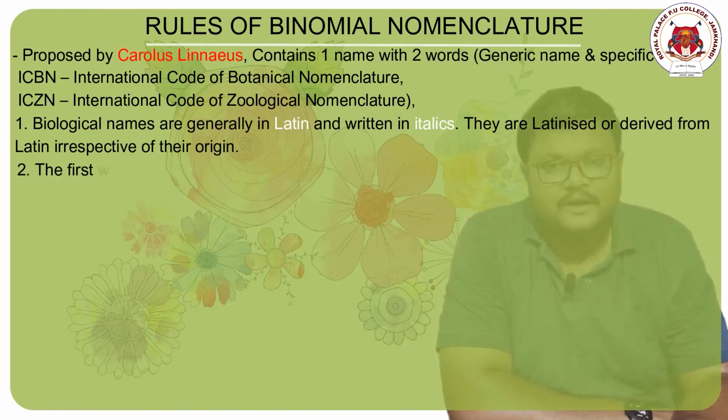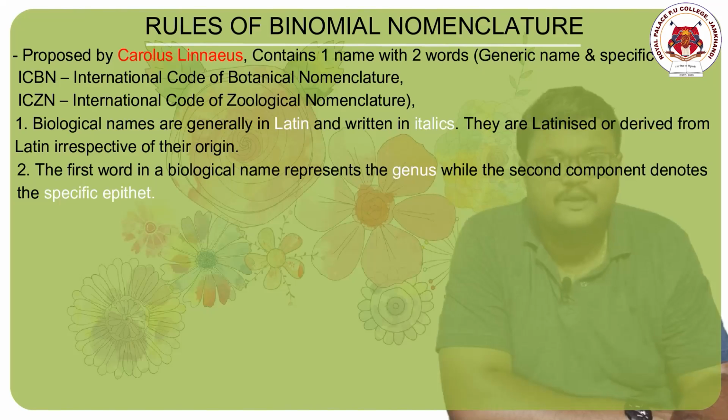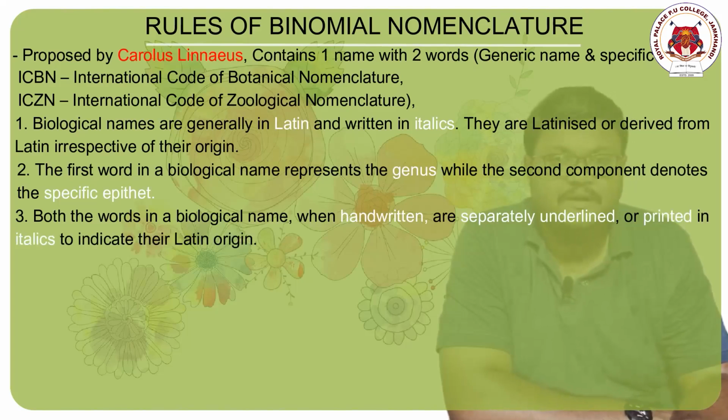Rule number 2. In a biological name or scientific name, the first word should be the genus name, and the second word should be the specific epithet. Rule number 3. When these biological names, including the genus name and the specific epithet, are written, they should be separately underlined. And if you want to print these names, they should be printed in italics, just to indicate their Latin origin.